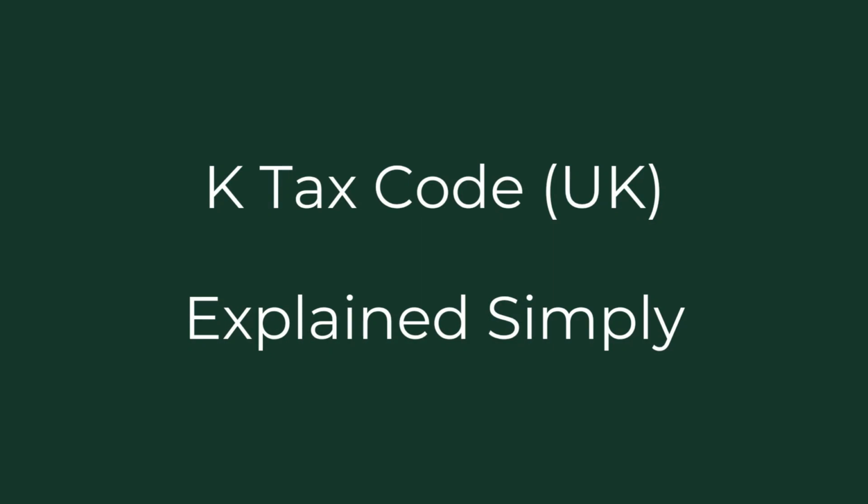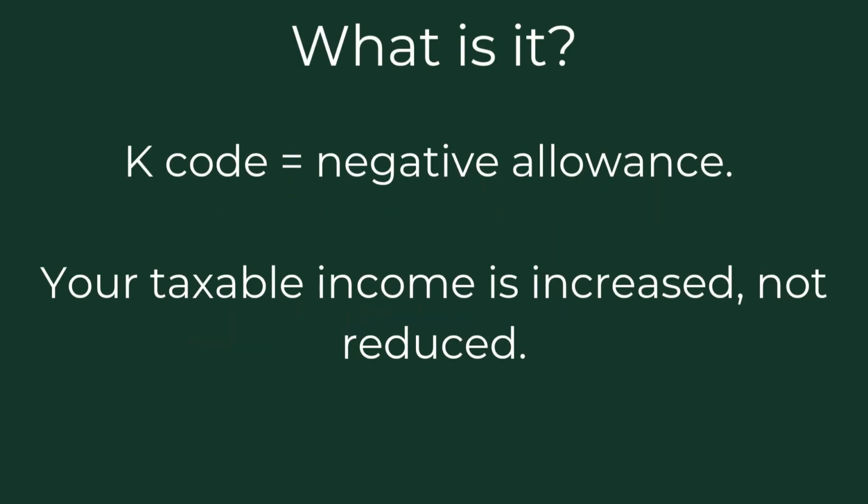K tax code explained simply. A K tax code causes a lot of confusion when people see it. The K at the start means you have a negative allowance. Rather than having a tax-free amount that reduces what you are taxed on, a K code works in reverse. It increases the amount of your income that is subject to tax.